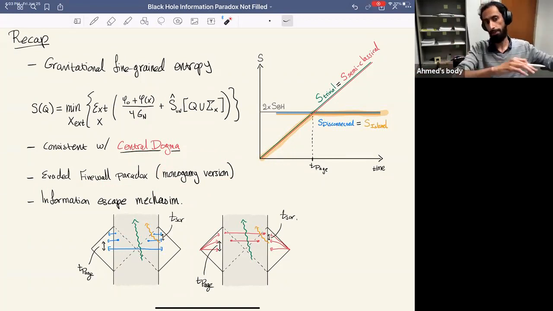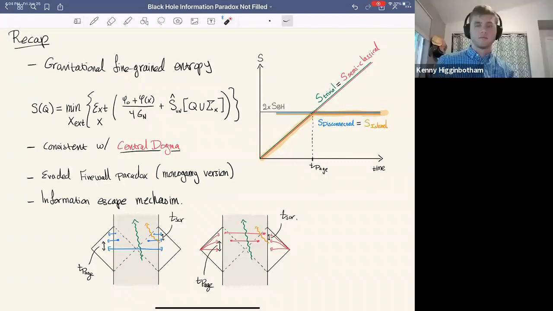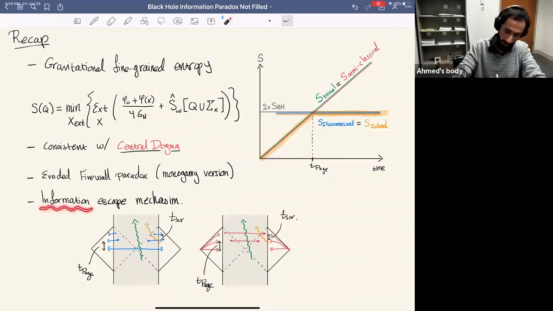There are other versions of the firewall paradox, which we didn't talk about, but that goes beyond the kinds of black holes that we're talking about. I also discussed how entanglement wedge reconstruction seems to give a mechanism for information to escape. Here, let's quickly review that.